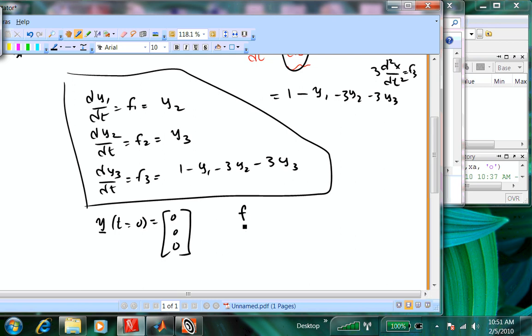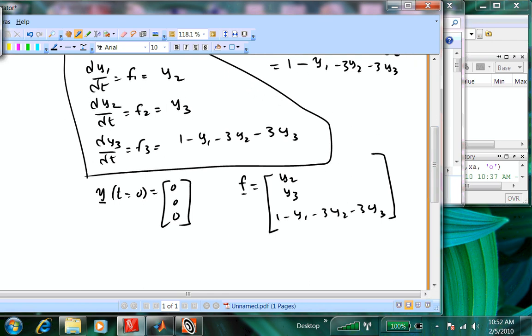Now, what would be the vector f? It would be simply y2, y3, 1 minus y1, minus 3 y2, minus 3 y3. This is what we mean by a vector function. Each one is a function, but it is given in general in terms of y1, y2, y3. In general, MATLAB can handle a system where f1, the first function, depends on all of y1, y2, y3. In this particular case, it depends only on y2. Similarly, dy2/dt, f2, depends only on y3. But in general, in the MATLAB algorithm, it could depend on all three variables.